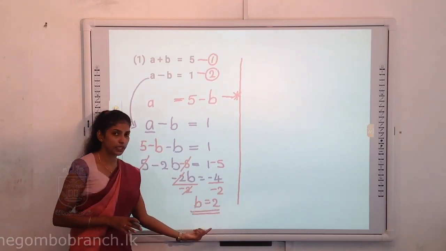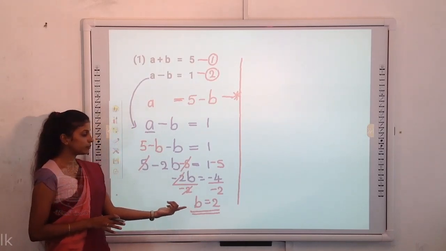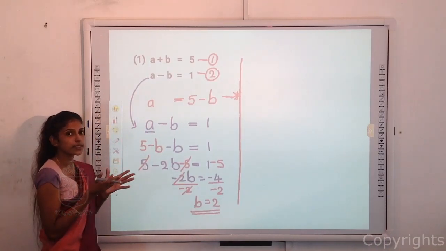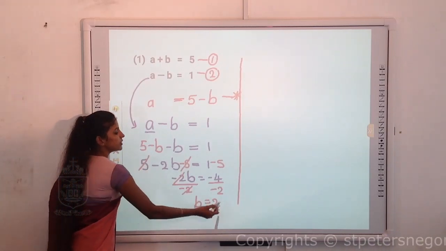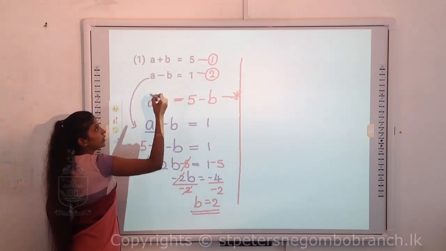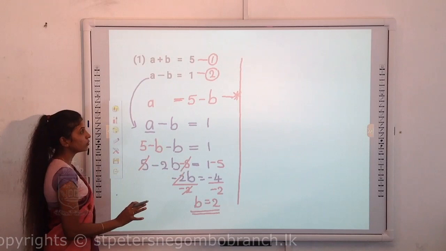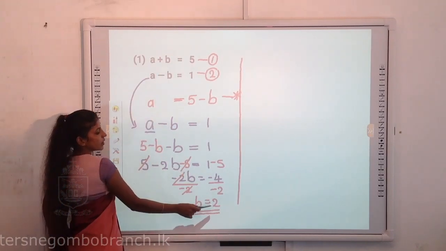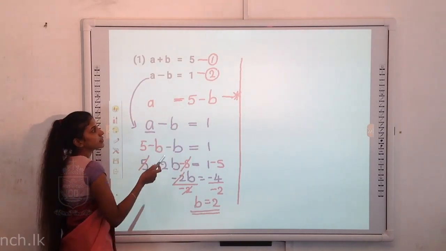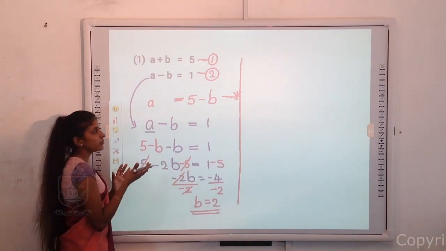After finding B, this is not over. After finding B, we have to find the other unknown, that is A. You can substitute this into either of the equations, 1 or 2. Instead of B, you can substitute 2 and get the answer for A. So that's the first method.